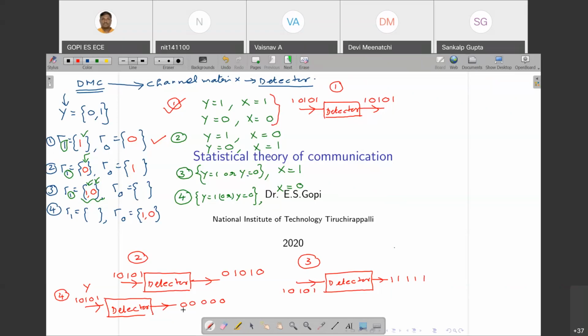It is like that, right? So now we have to find out the rule. That is the meaning of this detector. You have to find this partition of whatever you receive in the receiver section. But on what basis?